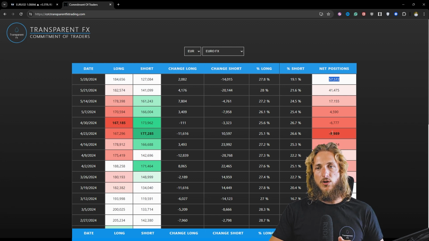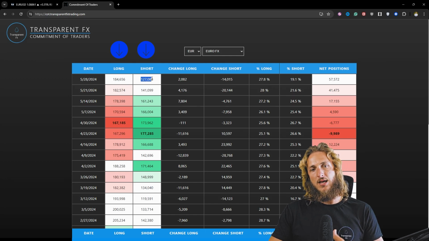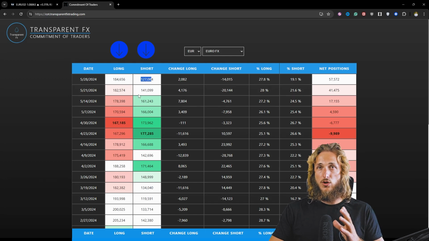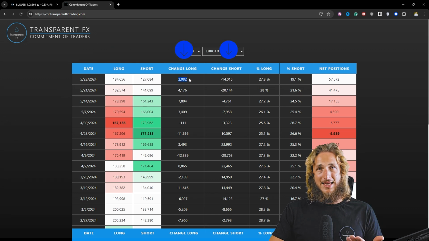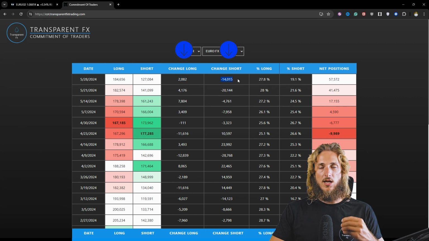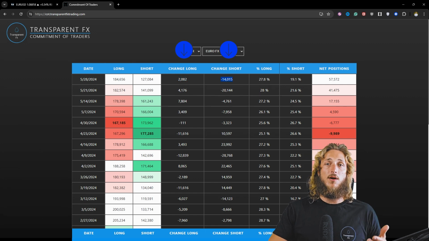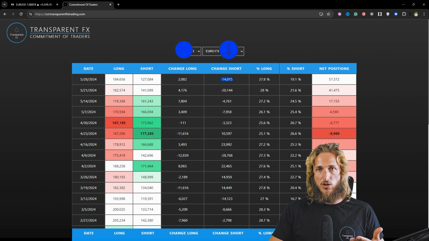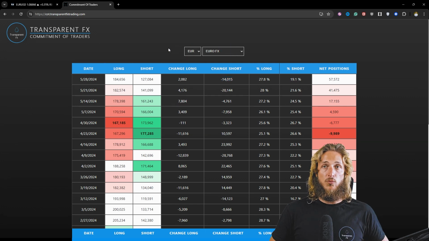We can see, in fact, how here, when we had the negative net positioning, we had 177K shorts from an institutional perspective compared to only 167K longs. Now we have 184K longs compared to only 127K shorts, so the complete opposite. And we can also notice that just with the last report, we had an extra 2,000 longs added and 14,000 shorts closed from an institutional perspective, therefore making EURUSD even stronger. So let's keep that in mind and move back to the chart.